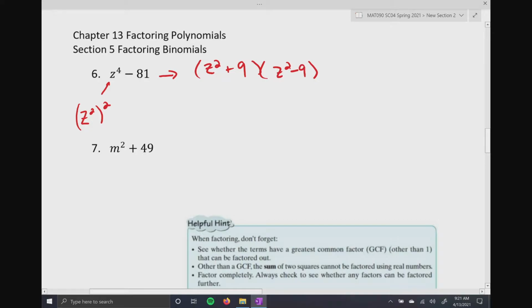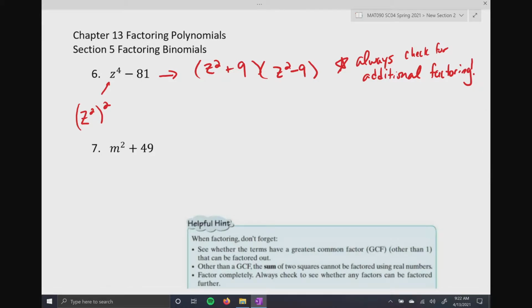But here's the thing that we always want to make sure. I'm going to put a star. You always want to check after you factor if there's any additional factoring that you have to do. Okay? And I'm going to tell you this right now. I am going to put a question like this on your test. You will see a question like this on your final. 100%.